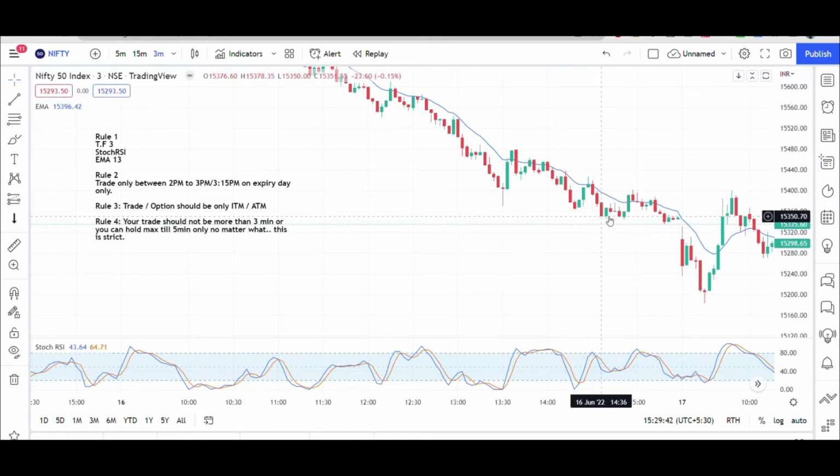So the nearer you go to 3 p.m., your trade hold time will keep on decreasing. At 2 or 2:15 you will still have more premium and more time, so you will have a bit of a 5 minute or 3 minute trade.